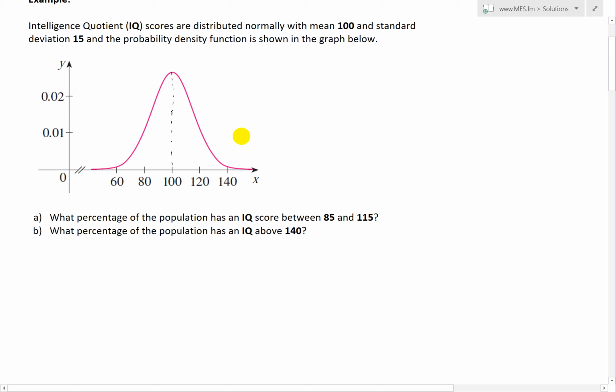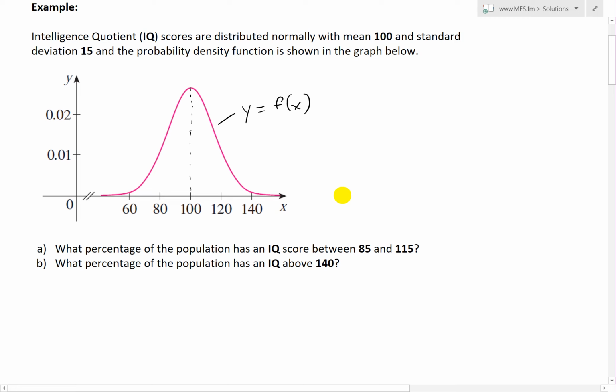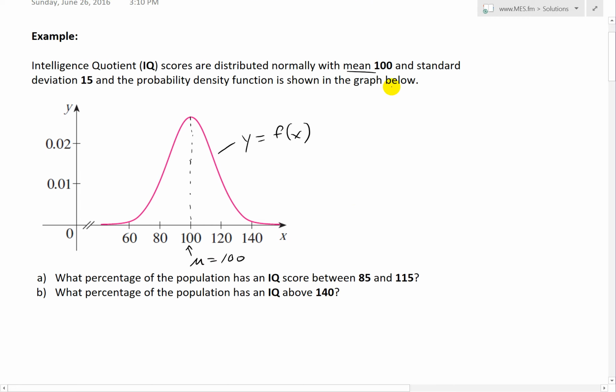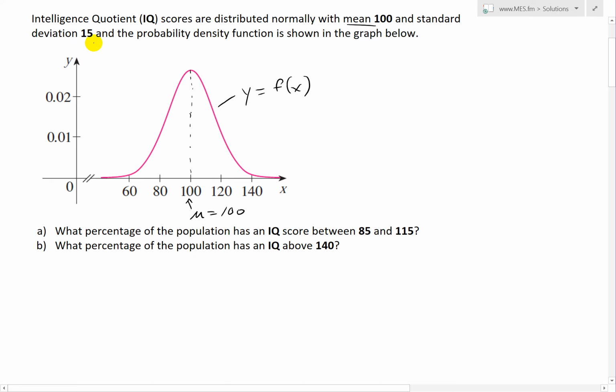So if this is the probability density function, y equals f of x, then let's zoom in. We're given that the mean, or average, is 100. So we'll write that mu equals 100, as I explained in my earlier videos. For the mean, you usually write the Greek symbol mu. And then the standard deviation is 15. Again, remember it's a measure of how spread out this probability density function is.